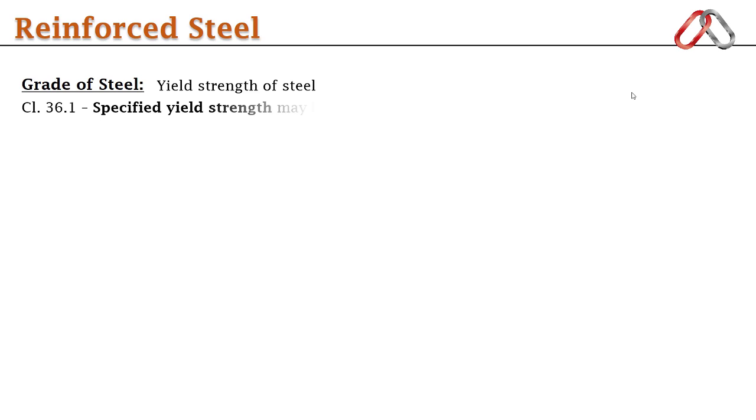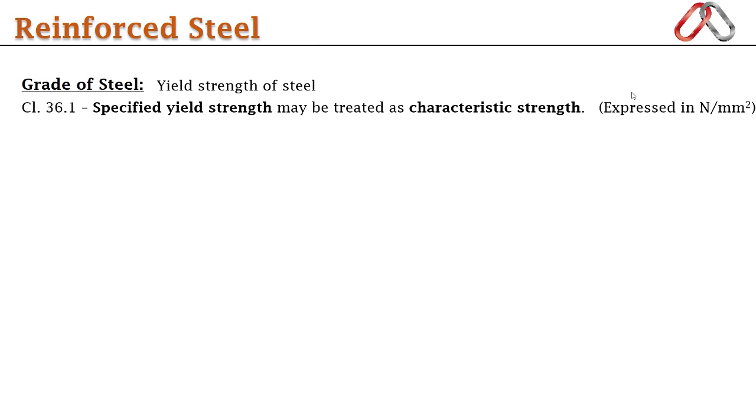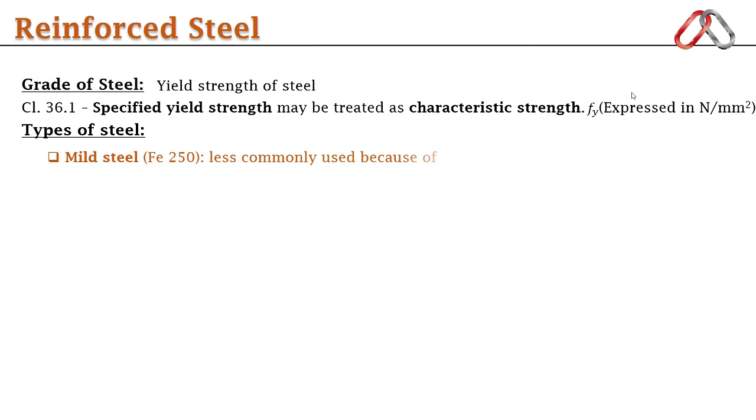So according to IS code, the specified yield strength can be termed as characteristic strength of steel, and we represent it with a symbol Fy, and this strength is also measured in megapascal, or we can say Newton per mm square. We use different types of steel according to their characteristic strength.